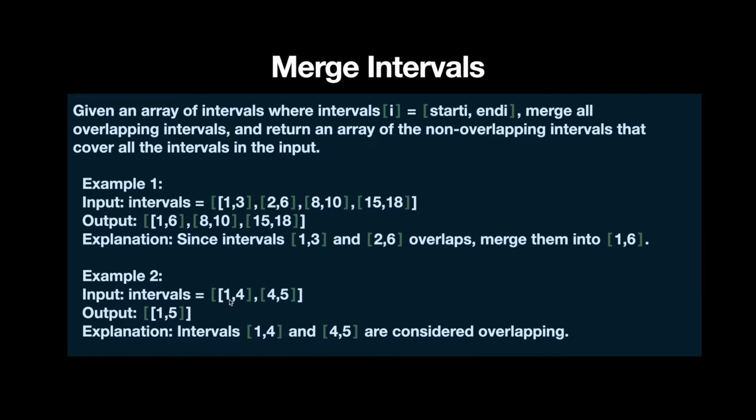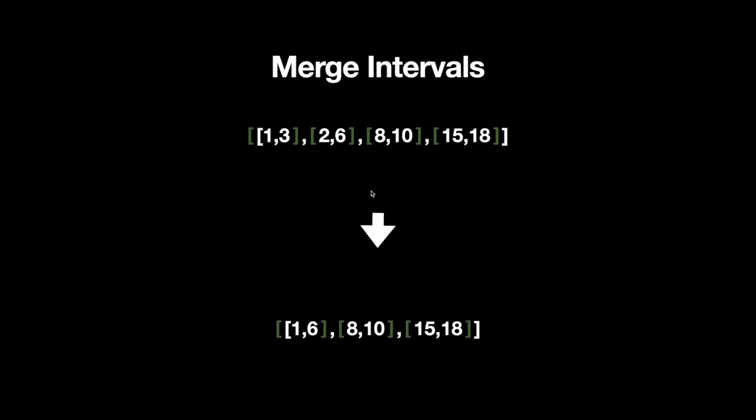Similarly, in this example, if you see 1 4 and 4 5, 4 is definitely in both of these intervals, so we have to overlap them. So 1 and 5. If it was 5 and 6 over here, then it wouldn't be overlapping. But it is overlapping because 4 is available in both the intervals. So we will merge these two and make it a non-overlapping interval. Okay, so this is what we have to do. So let's see how we can do it.